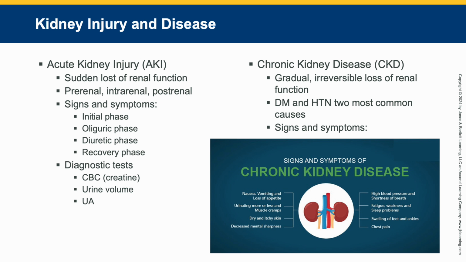Nausea and vomiting, loss of appetite, so GI; urinating more or less, right? It's eventually going to be a lot less, even to anuria. Muscle cramps, dry and itchy skin, decreased mental sharpness, so neurological issues, high blood pressure from the fluid retention, fatigue, weakness, sleep problems, swelling, edema, right, with the heart, and then even chest pain. So diagnosis here is made on GFR trends, and when needed, dialysis or transplant become warranted.